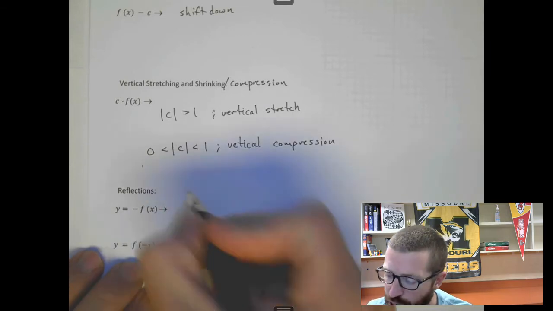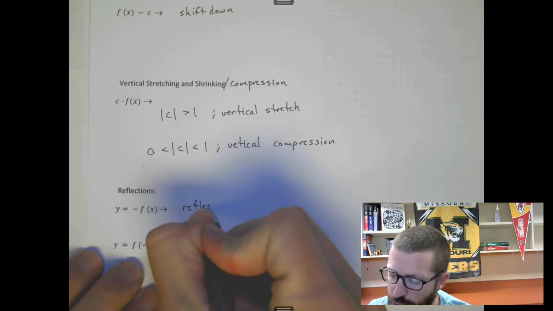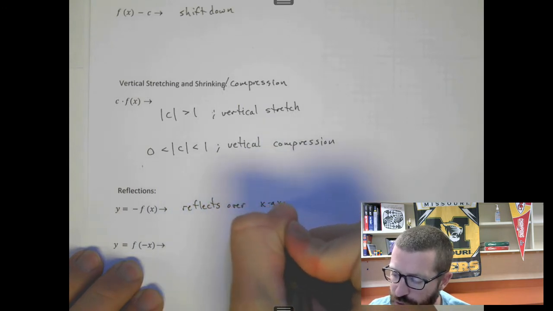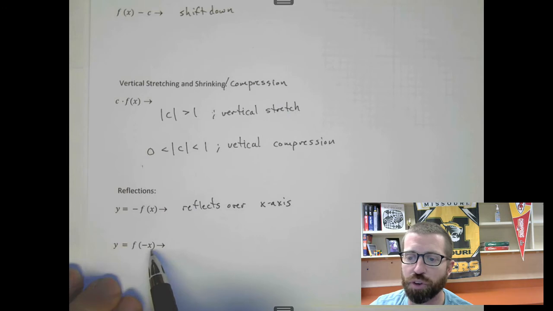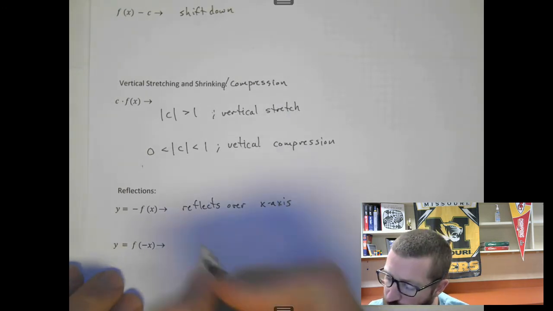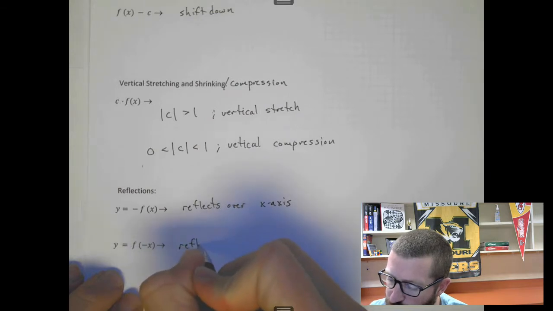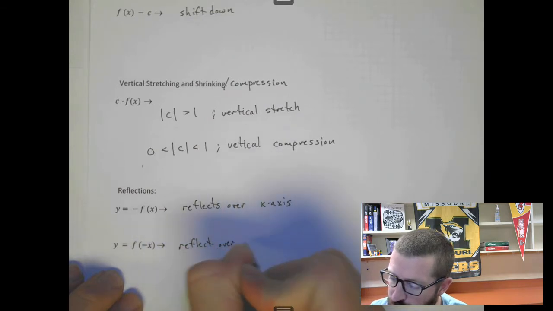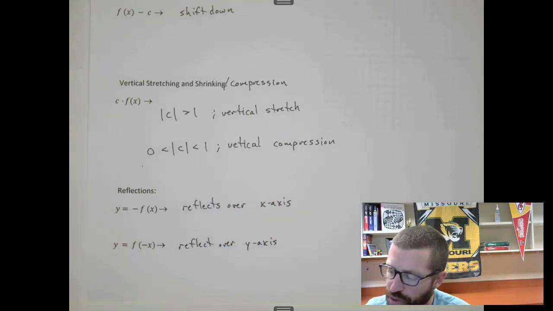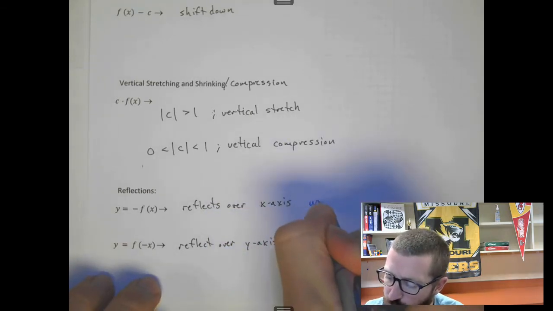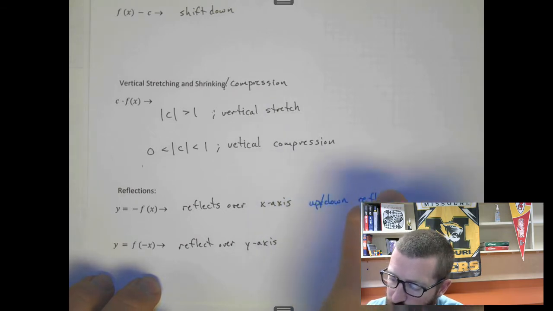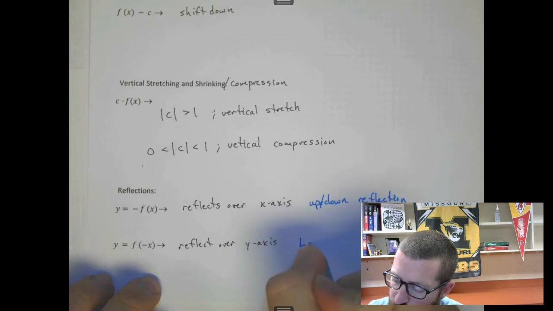So if it's negative in front, it reflects over the x-axis. And if there's a negative before the function's applied, like inside the parentheses or inside the square root, inside the absolute value, then it's going to reflect over the y-axis. So this is another way to think about this. This is like an up-down reflection or vertical reflection. And this is a left-right reflection.